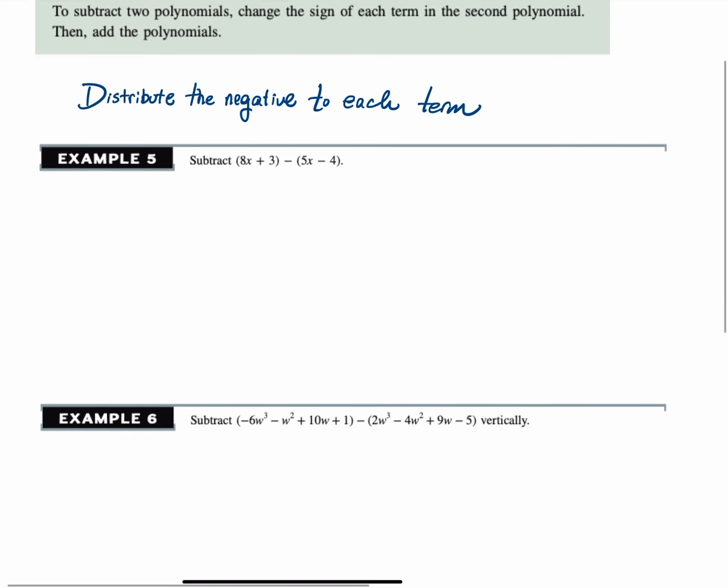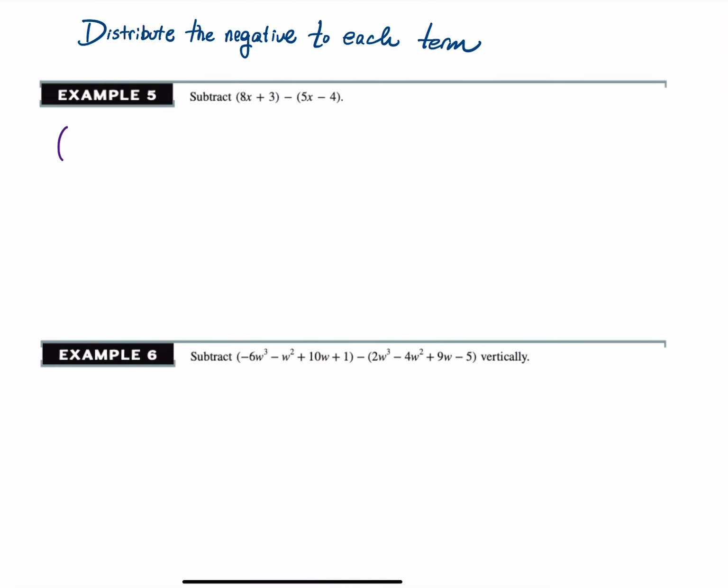Let's look at our first example. We have 8x plus 3 minus this whole second polynomial, 5x minus 4. So we just need to be sure that this negative applies to every term. We're subtracting this entire thing. It's tempting just to write this as 8x plus 3 minus 5x minus 4. However, that would lead us to an incorrect result.